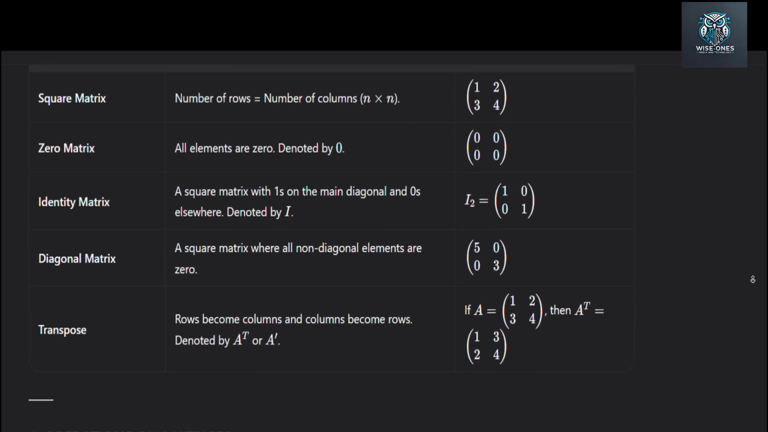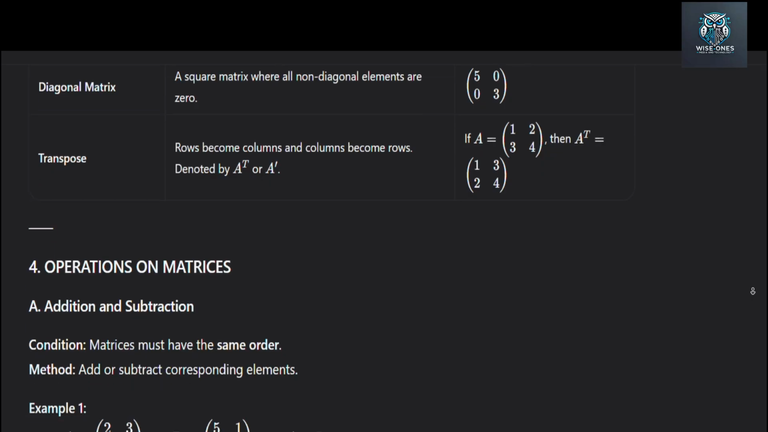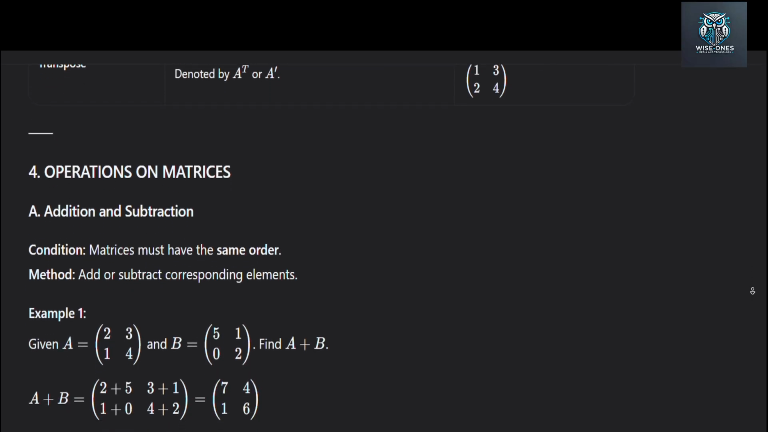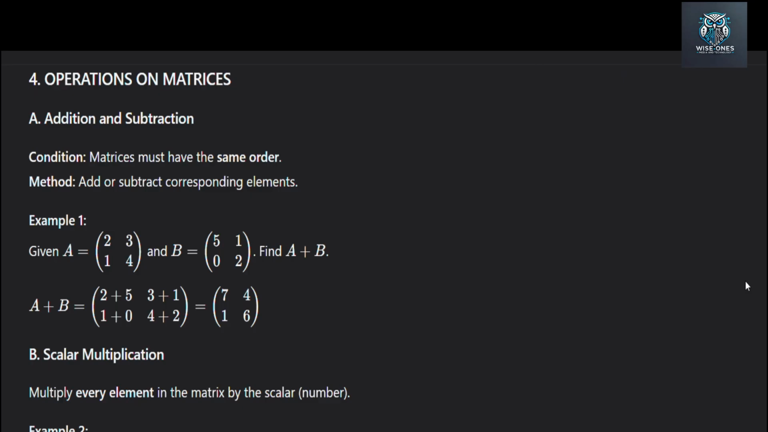Now, let us move to section 4, operations on matrices. First is addition and subtraction. There is a condition here. Matrices must have the same order to be added or subtracted. You cannot add a 2 by 2 matrix to a 2 by 3 matrix. It is like trying to add apples and oranges.